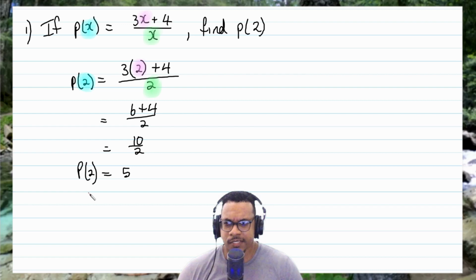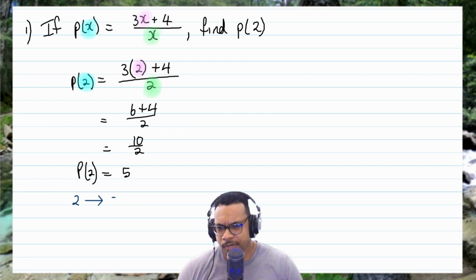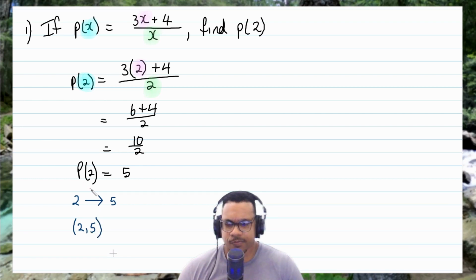Now, what does that mean? It simply means that 2 is an x value, which would be a domain, and this 5 would be a y value, which would be a range. So it means 2 is mapped to 5 if you're drawing a mapping diagram, or you can write the ordered pair by having 2 as the x value and 5 as the y value. So that is what this p of 2 equal 5 would mean. 2 is mapped to 5, or the ordered pair 2, 5.